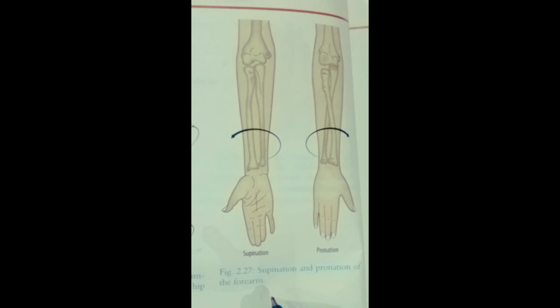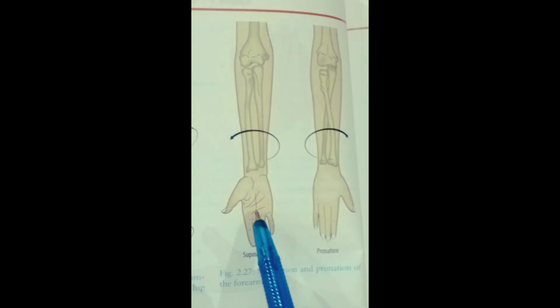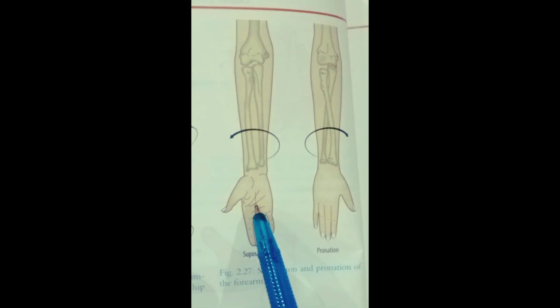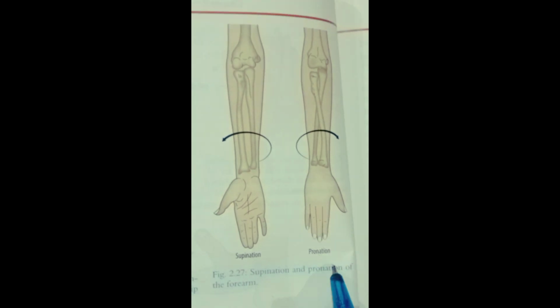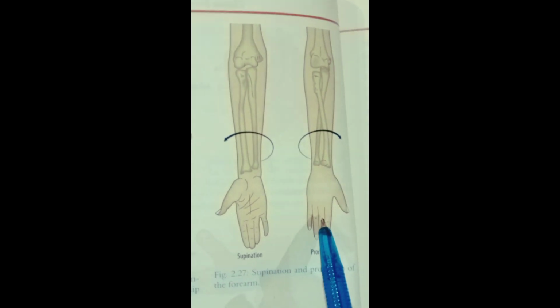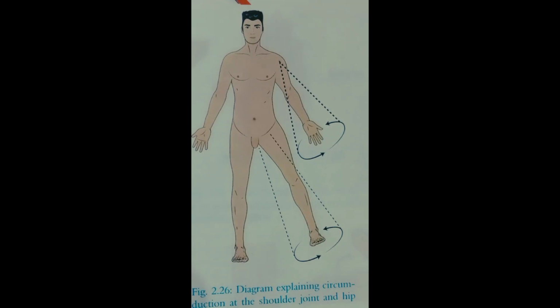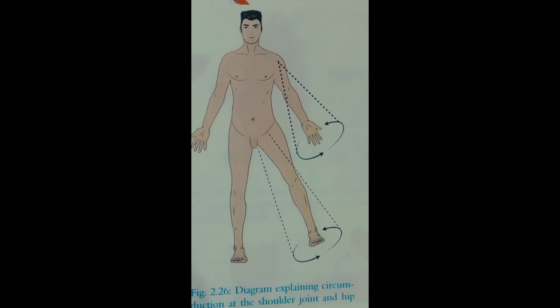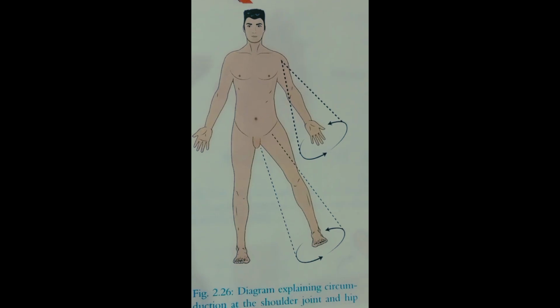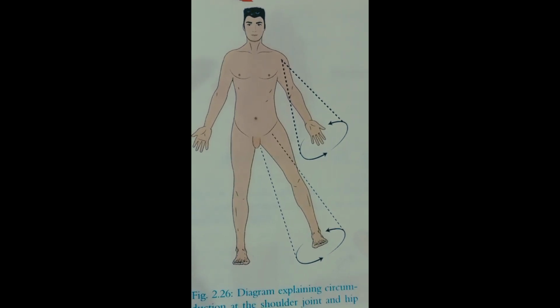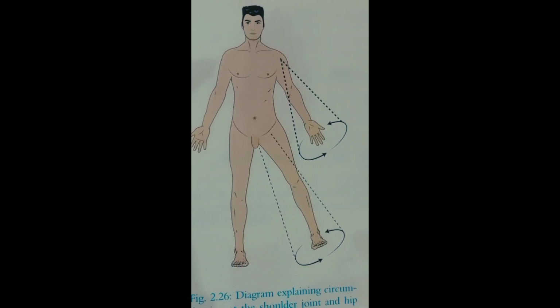Supination and pronation are other terms. In supination the palm is facing toward the front, and in pronation the palm is facing backwards. The image is showing you circumduction, in which we perform all the movements, for example flexion, extension, adduction and abduction. All these movements together are collectively called circumduction.